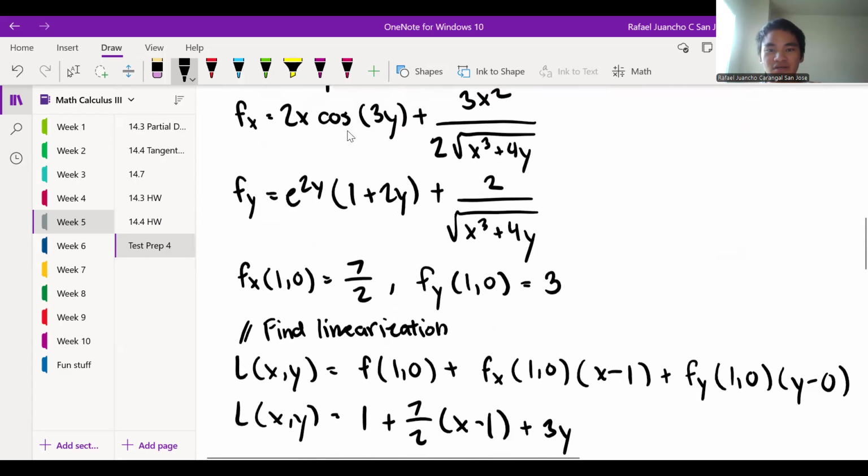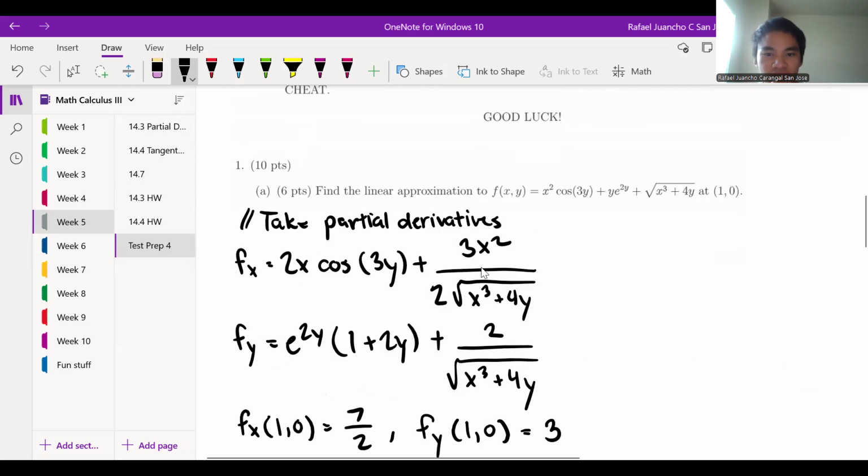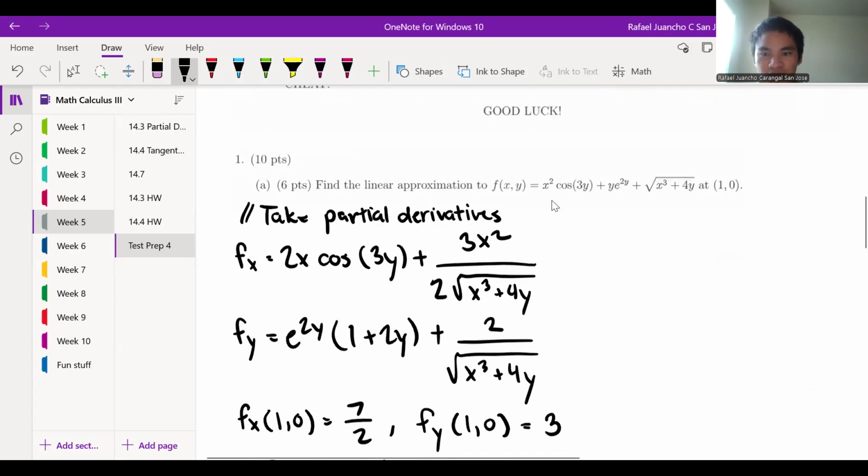Let me quickly check my partials. Did I get this though? I probably did. Okay. So when I take my partials, well then I want to get the derivative of each of these things, right? So let me just quickly do that.